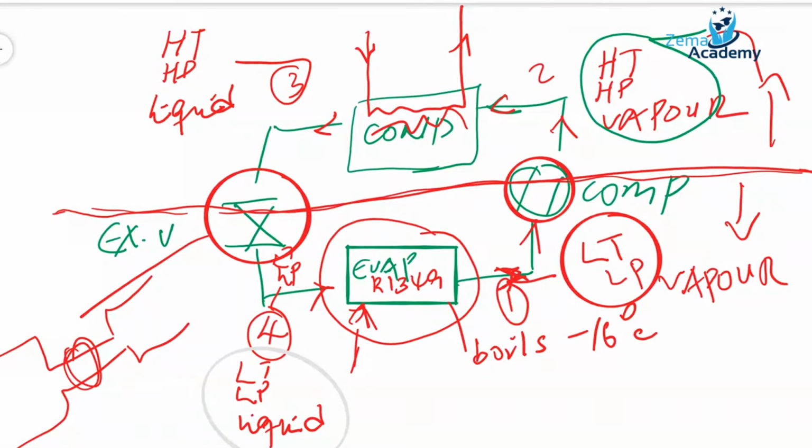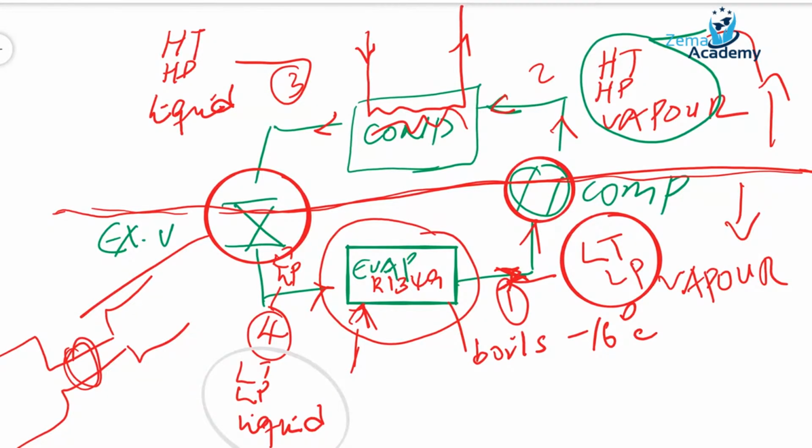Using those 4 components, you're able to boil and evaporate the low temperature and low pressure refrigerant inside the evaporator, and then you feed it into the compressor. By reducing its volume, we're able to increase the temperature and pressure of the vapor. Therefore, we have high temperature and high pressure.